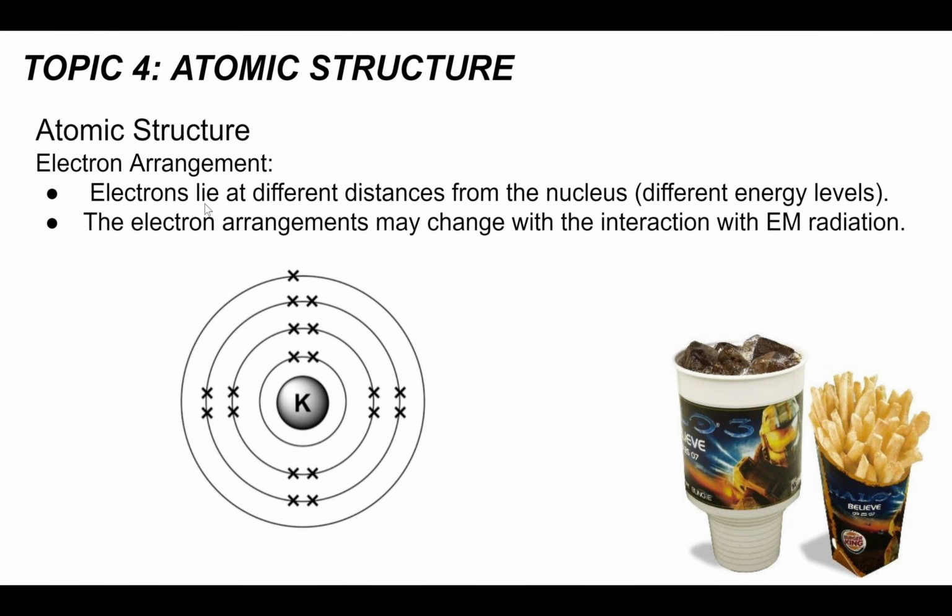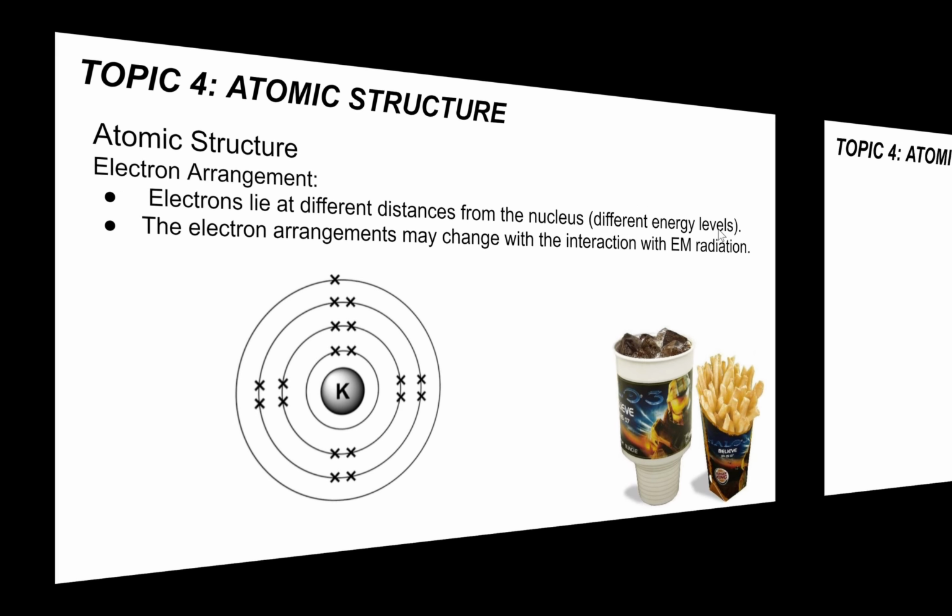Electron arrangement. Electrons lie at different distances from the nucleus. If you've done your chemistry paper 1 and you did well on that, then you would know about electron arrangement and atomic structure. Electrons lie at different distances from the nucleus, at different energy levels. The electron arrangements may change with the interaction with electromagnetic radiation.